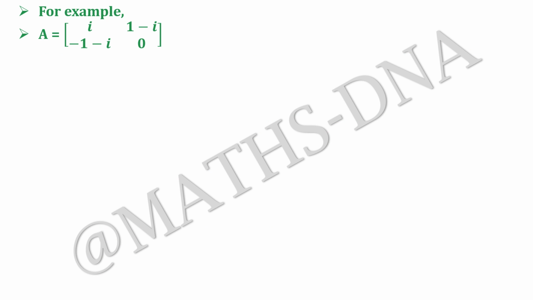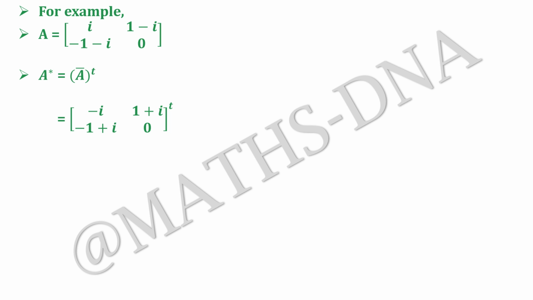Moving on, for example, let us consider a 2 cross 2 matrix with diagonal entries as i and 0, and the other entries are 1 minus i and minus 1 minus i. Now we need to check whether this is a skew-Hermitian matrix or not. Firstly, we find A star, that is A conjugate transpose.